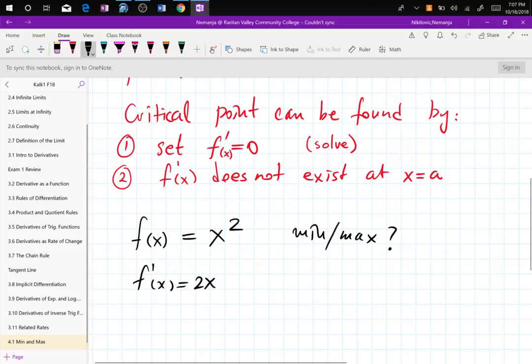Now you're staring at this and you say, all right, can I make this undefined in any way? And the answer is obviously no, you can't, because it's 2x. Any number you plug in for x will work, because the domain for the linear function 2x is infinite. So that means that the second rule, f prime does not exist, doesn't hold, because we don't have an issue with the derivative. But we can use the first rule and set this equal to 0, and then solve the equation.